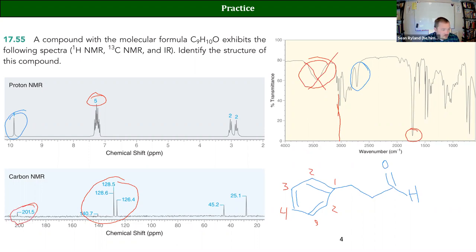The most deshielded peak, which we wouldn't have even noticed if they hadn't labeled it for us, is going to be our aldehyde. And these two peaks down here are going to be our alkyl carbons. So one, two, three, and four are the carbons on the benzene ring. Here's carbon five and six and seven. All right, so it's going to match up pretty well with the structure we drew from the proton NMR and the carbon IR.